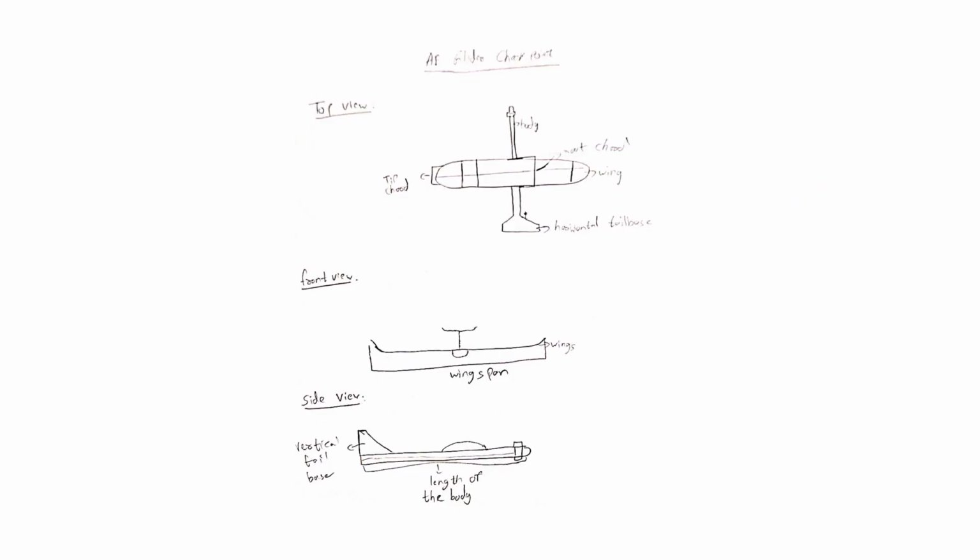So here is the initial design. As you can see, I have used the elliptical wing design with T-shaped tail configuration. Here we can see the top view, the front view, as well as the side view.